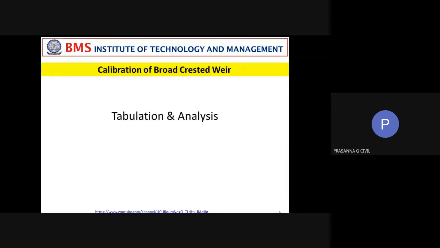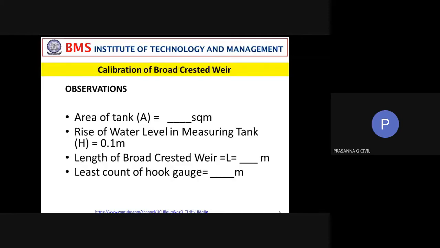Calibration of broad-crested weir. For the tabulation, you require the below mentioned observations. 1. The area of the collecting tank. 2. The rise of water level in the collecting tank or measuring tank, which is usually taken as 10 centimeters, hence recorded as 0.1 meter. The length of the broad-crested weir has to be measured and entered in meters, and the least count of the hook gauge has to be noted in meters.